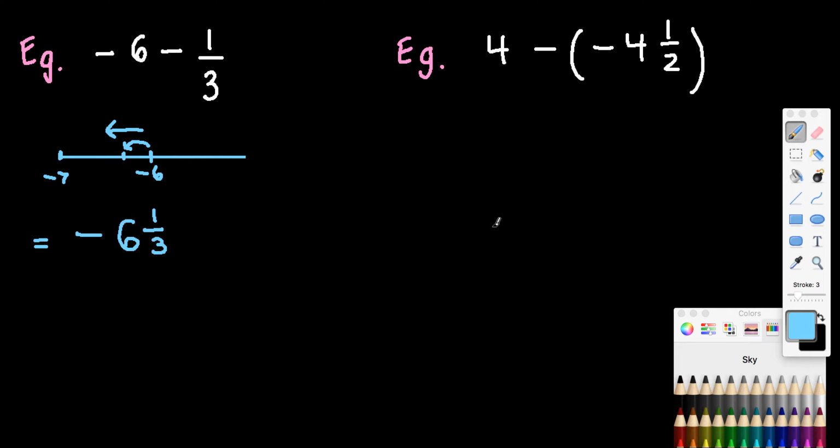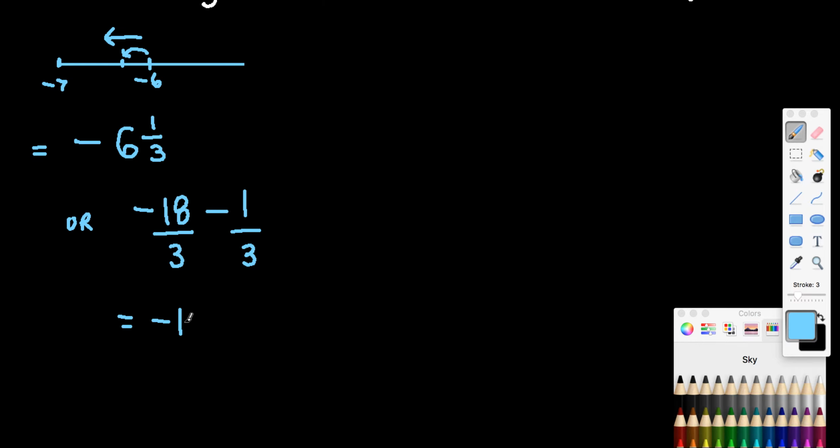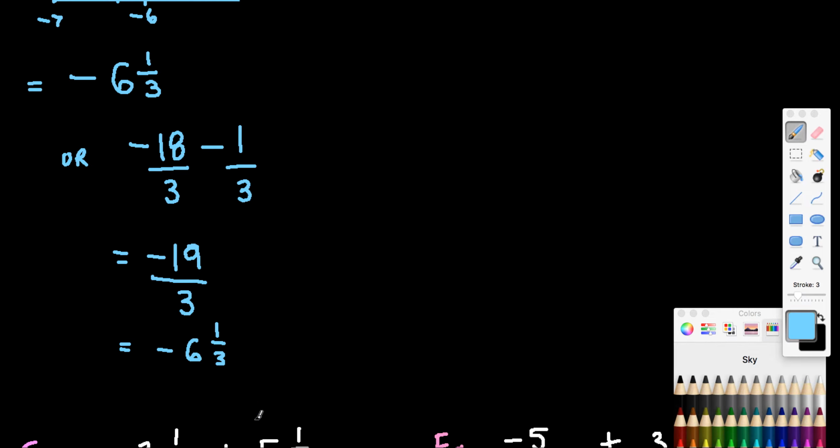You can, if you need to, convert this number here to have a denominator of 3. So that would be -18 on 3. And I'm taking away 1 on 3. So that would give me -19. It's -18 and you're taking away 1, so you're going further negative. And of course that is -6 and 1/3. So you'll see I get the same result.